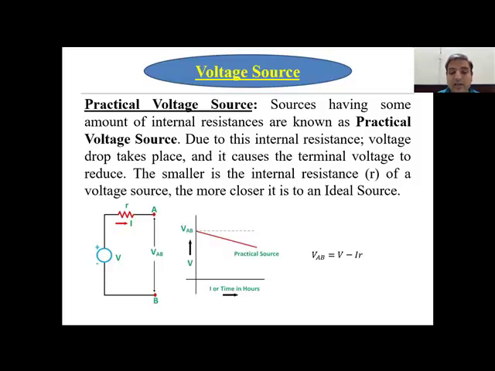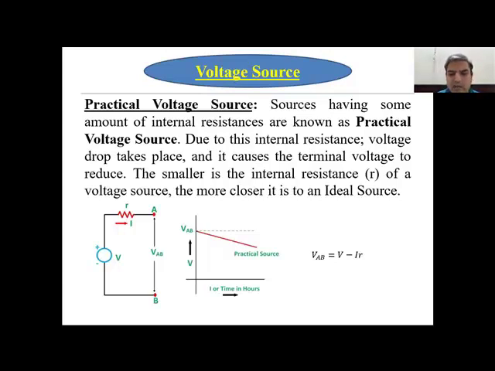You can see the characteristic also in the diagram, that with time this terminal voltage VAB is going to be reduced. Means after some time we have some loss of voltage in the terminal voltage. That loss is equivalent to I into R. I is the current drawn by the circuit and R is the internal resistance of the voltage source. If we take one condition that R becomes 0, the IR product term will become 0, so VAB will be equal to V.